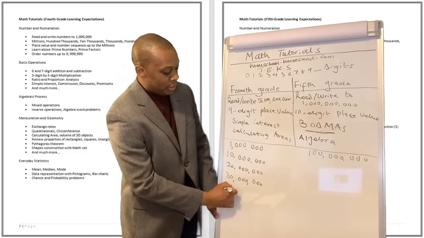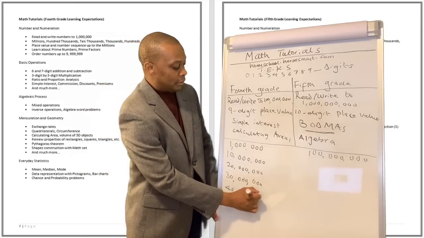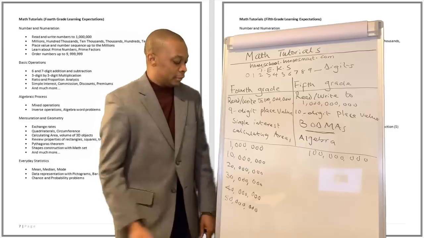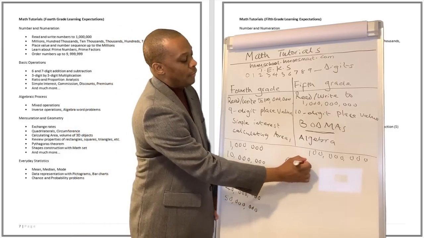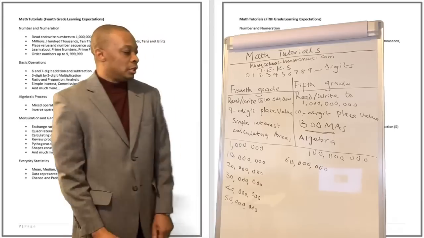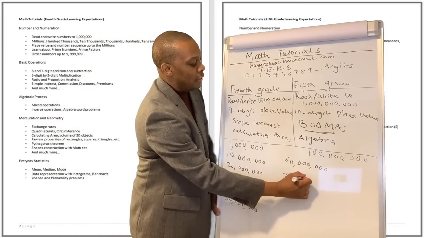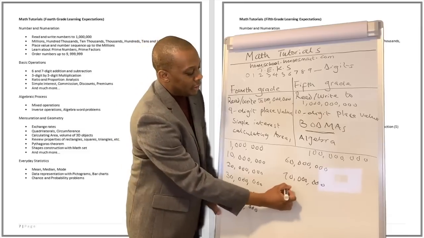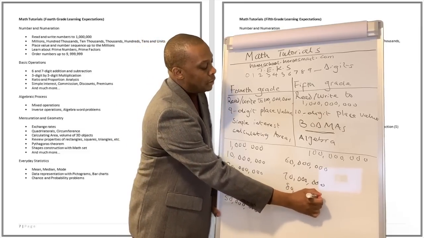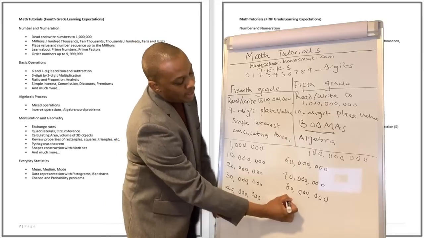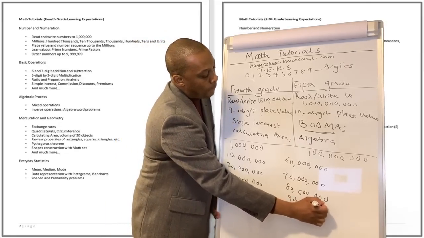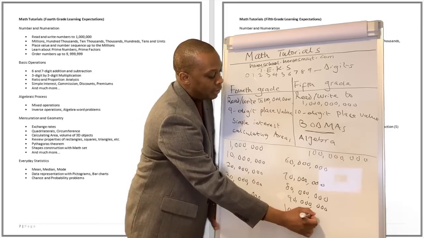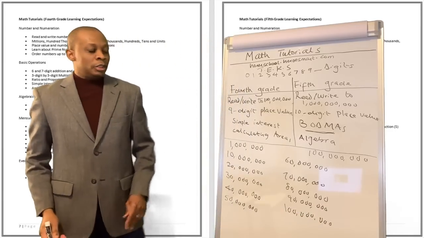and there is 40 million, 50 million, and then 60 million, and there is 70 million, then 80 million, and there is 90 million, and finally there is 100 million. So you can show them how to do that.